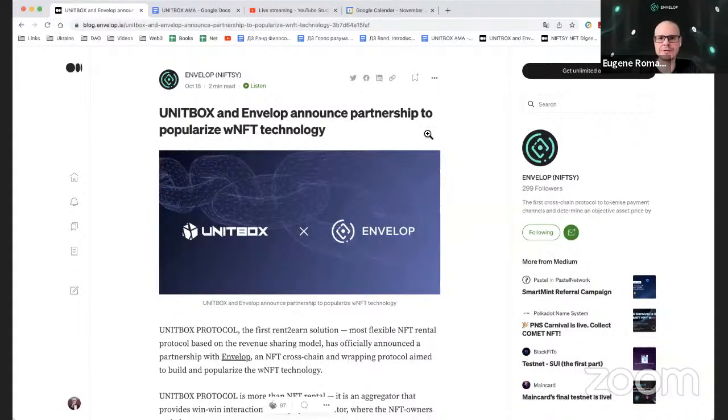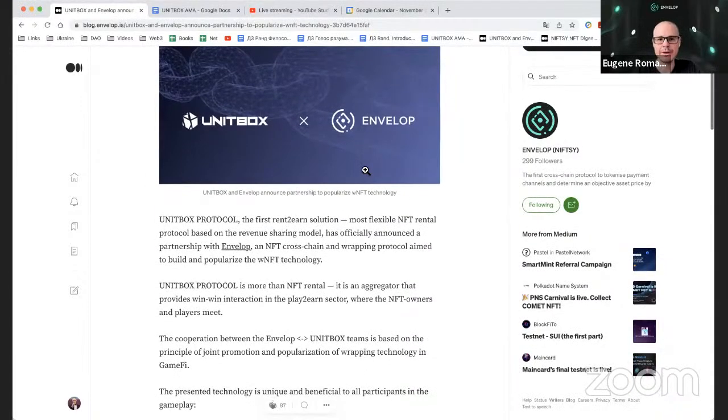Unitbox and ENVELOP announced a partnership to popularize Web3 NFT technology. Unitbox Protocol is a quite sophisticated technical solution for renting NFTs in the play-to-earn gaming realm. It is the most flexible NFT rental protocol based on the revenue sharing model. And of course, they needed the ENVELOP revenue solution. So this AMA is dedicated to this partnership.